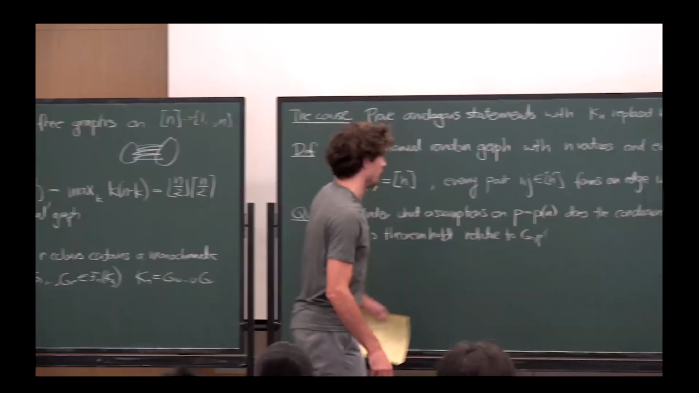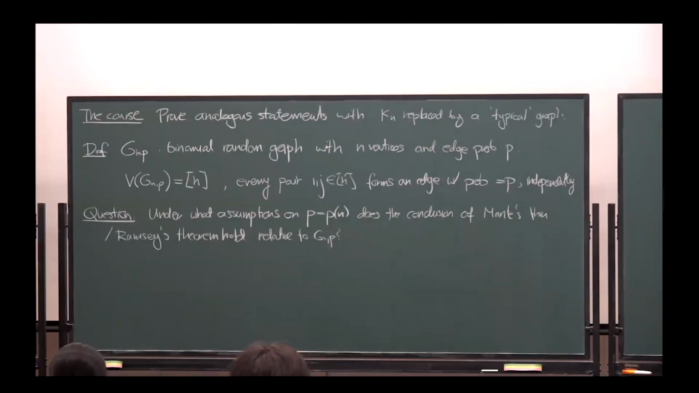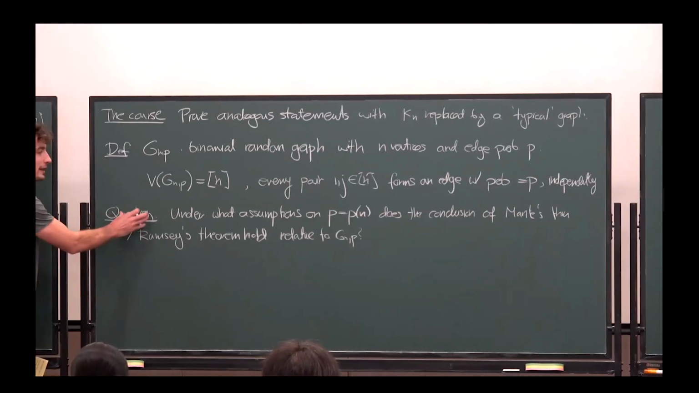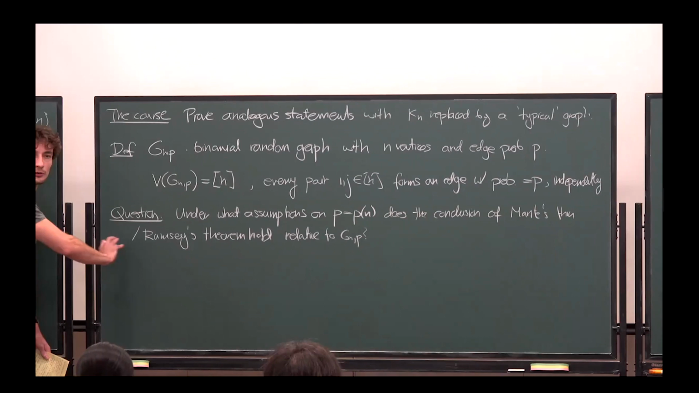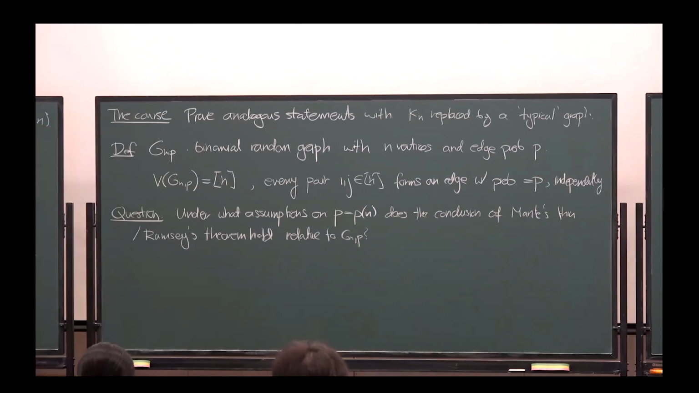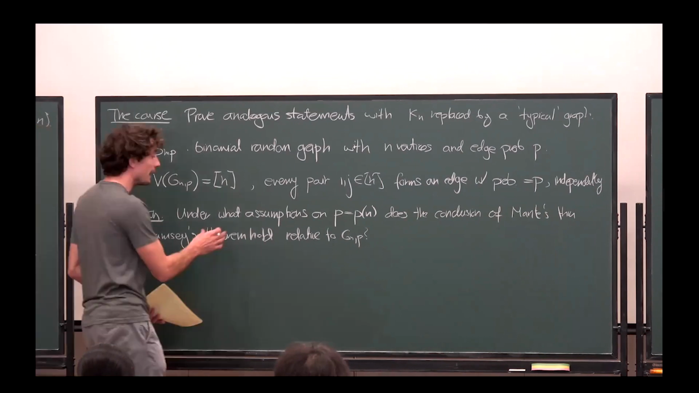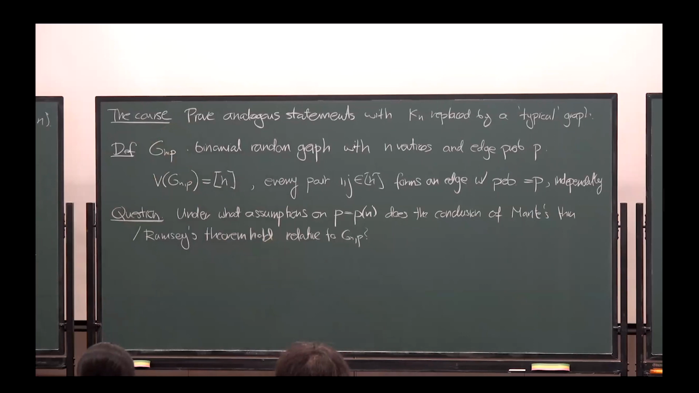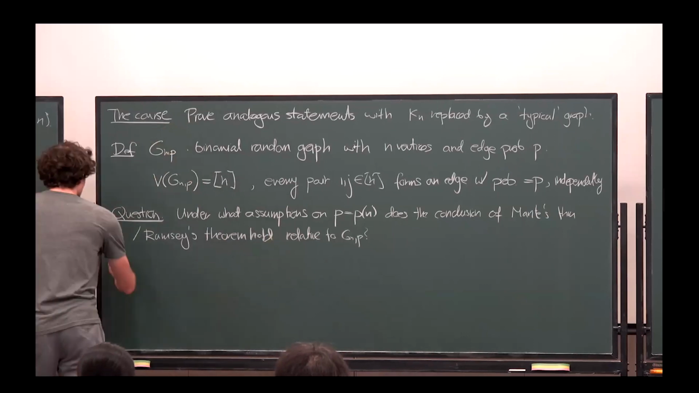Okay. So before we continue, let's try to understand what we're really asking here, because it's not a formal mathematical question. What do I mean by a theorem which is relative to G(n,p)? So let me start with Mantel's theorem, more precisely.